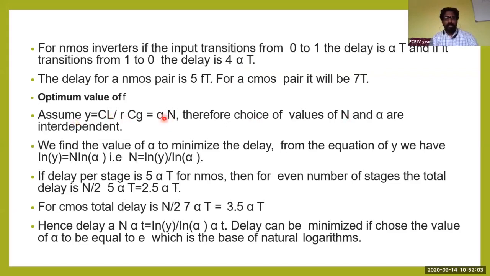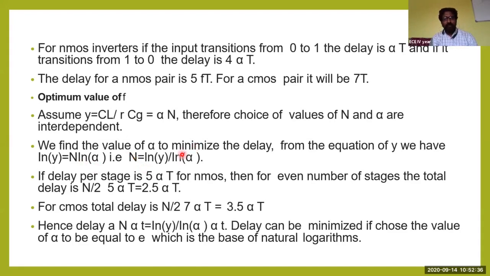These both are interdependent. Why? Because they are fraction factors. So we should take care about alpha and N here. In order to find the value of alpha to minimize the delay, from the equation of y, which is the mathematical form showing how to increase and decrease the alpha and N values: ln of y equals N ln of alpha. That is nothing else but N is equal to ln y by ln alpha. So in order to find the value of N, you should come up with this formula.